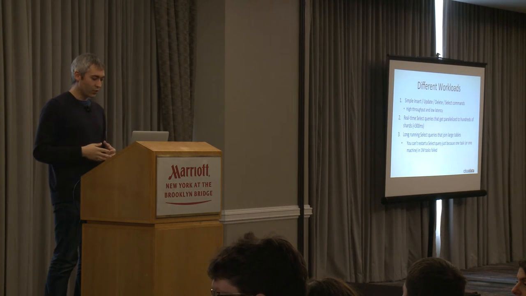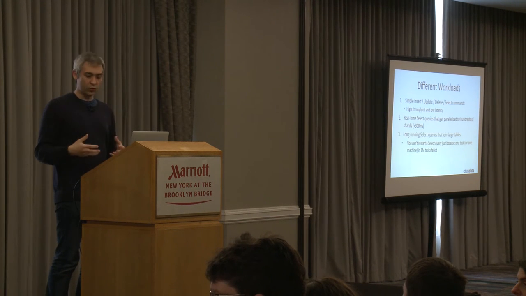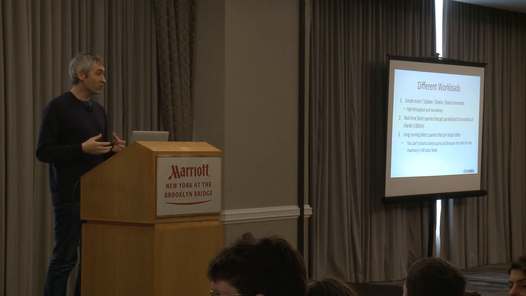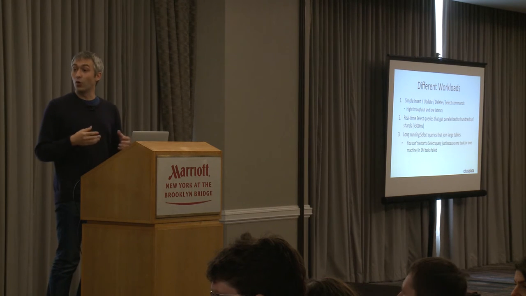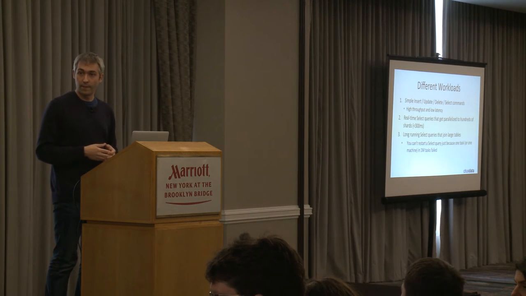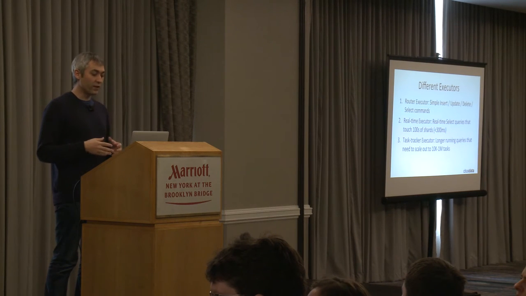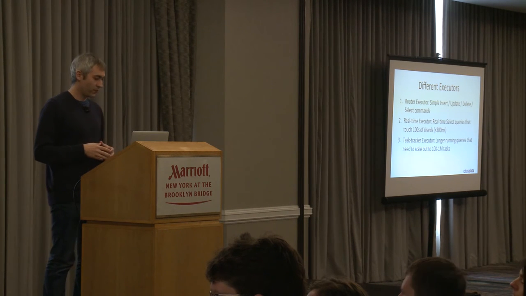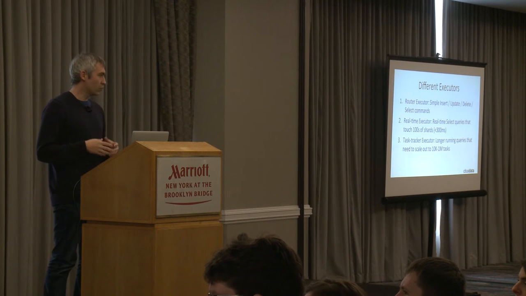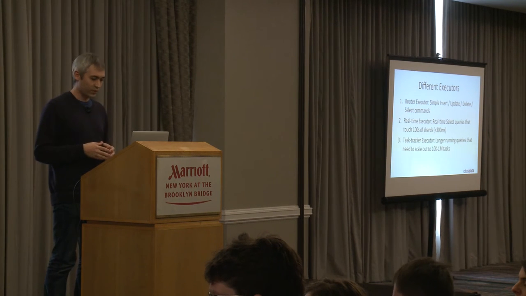In other words, different workloads introduce different trade-offs, and those trade-offs become way more pronounced in a distributed system. How do you go about executing all of them? Instead of trying to handle different workloads in one executor, Citus comes with three distributed executors. The router executor handles short requests. So these are high throughput, low latency requests.